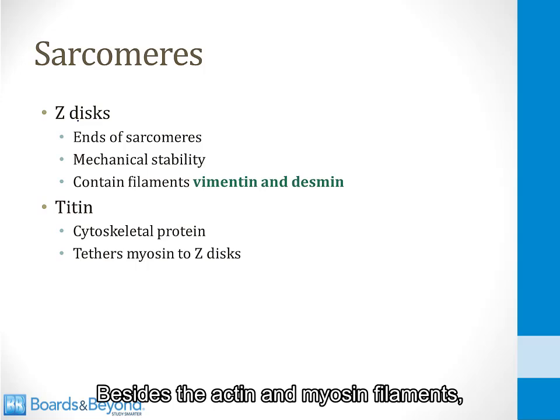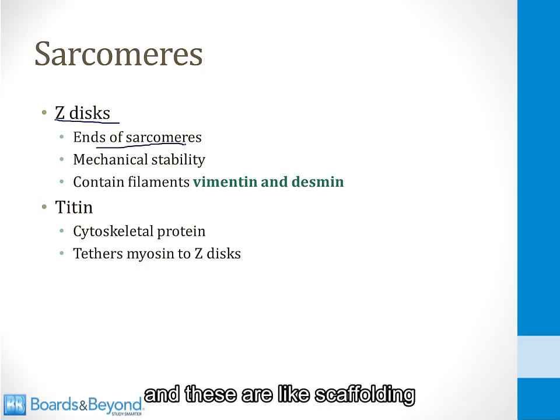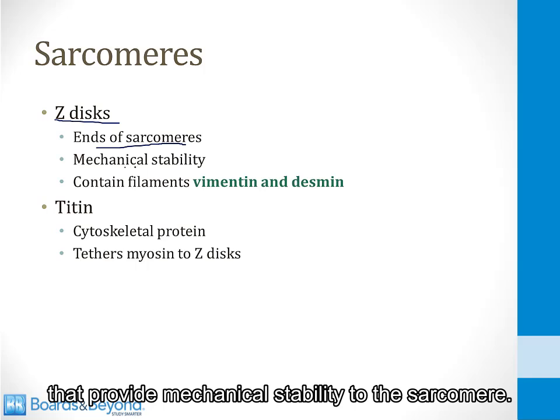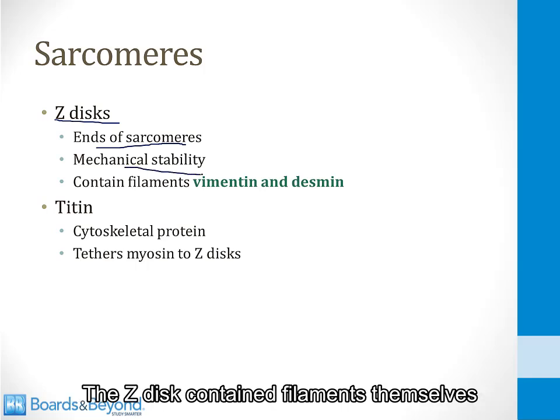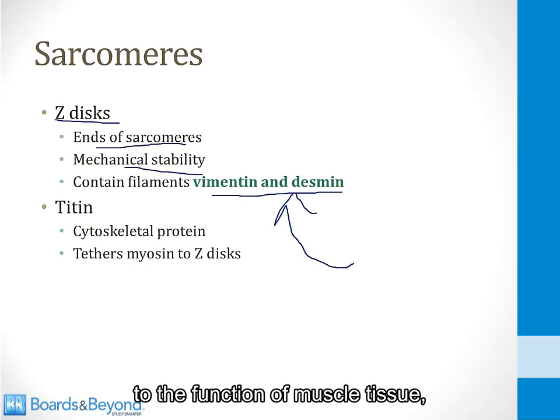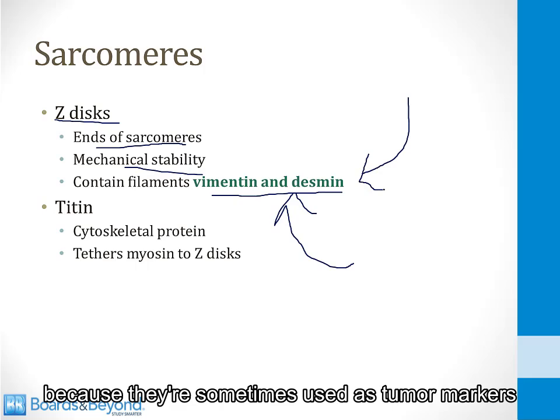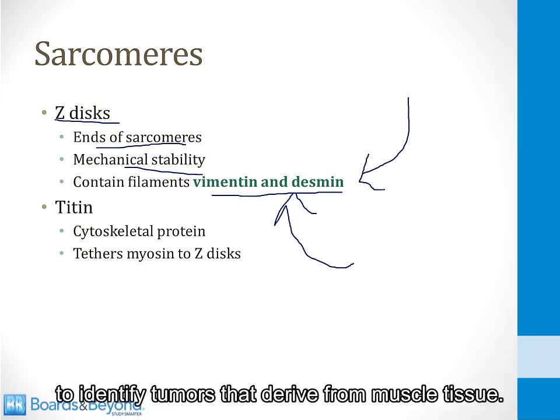Besides the actin and myosin filaments, there are other structures in sarcomeres that you need to be familiar with. The Z discs are found at the end of sarcomeres, and these are like scaffolding that provide mechanical stability to the sarcomere. The Z discs contain filaments themselves called vimentin and desmin. These aren't really important to the function of muscle tissue, but you need to know that these are present in the Z discs because they're sometimes used as tumor markers to identify tumors that derive from muscle tissue.